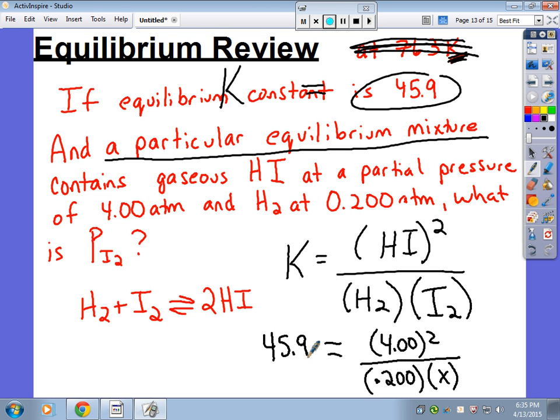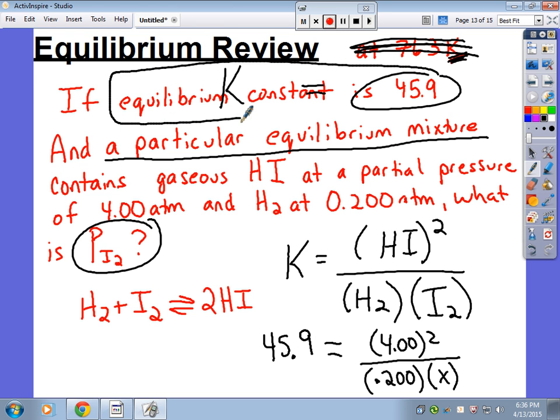Now, where did I get these values from? This 4 atmospheres is my value for HI. That's why I put it right here. What else do I know? They give me the value of H2 at 2 atmospheres, and so that's why I put this right here. Do I know the value for I2? I do not. I want to know what the pressure of I2 is. And where did I get this 45.9 from? That 45.9 is coming from the fact that they told me the value of the equilibrium constant is 45.9.